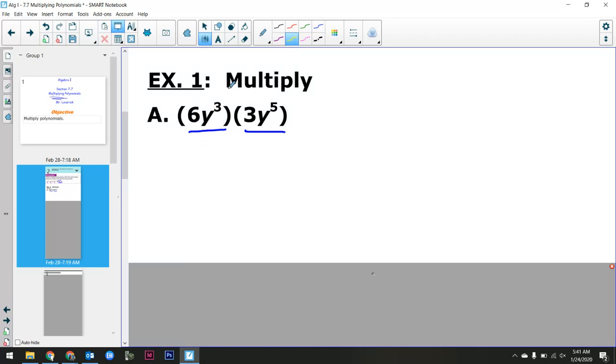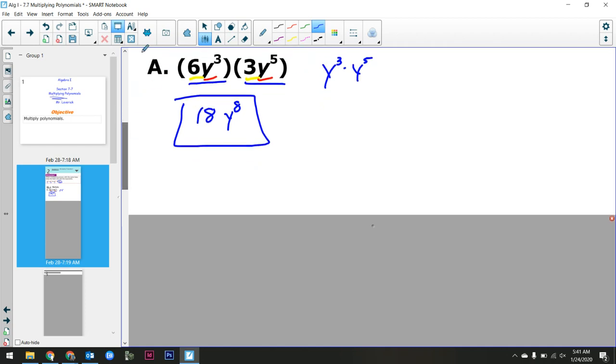So I can just simply multiply the numbers together. I've got 6 times 3 to get 18, and then I can multiply the variables together. So y to the 3rd times y to the 5th. Now remember, y to the 3rd times y to the 5th is going to be what? Well, 3 plus 5, y to the 8th, right? Okay, and that's my answer. Now what we're going to do is progressively keep amping it up.